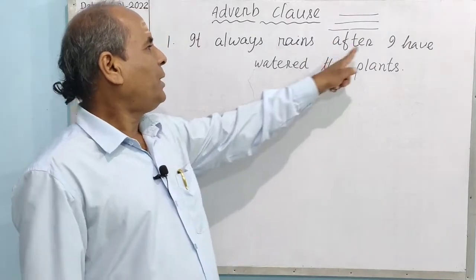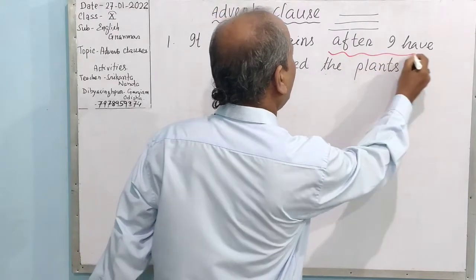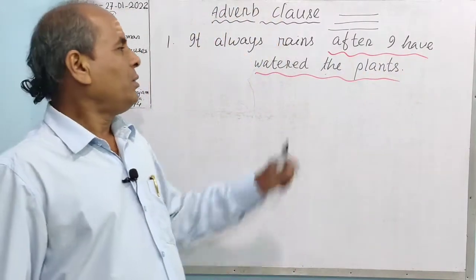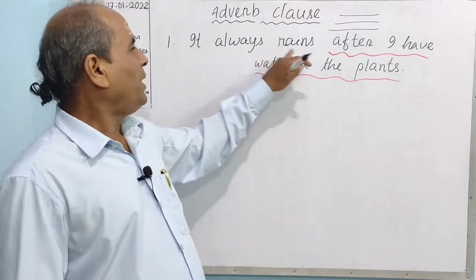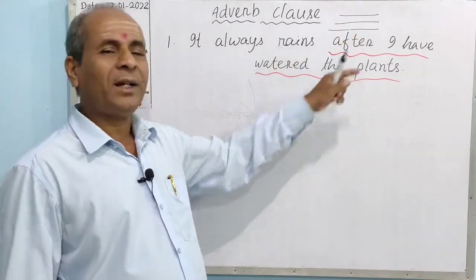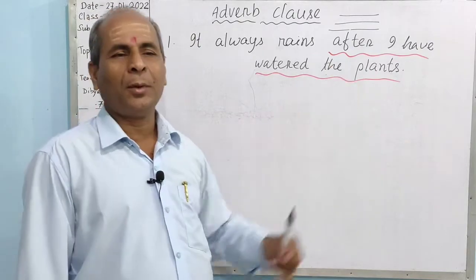So after I have watered the plants, you see this sentence, after I have watered the plants. This is a clause. This clause takes the place of a timing word. It always rains in the morning. It always rains at night. This sentence is also like this. So we can say this is an adverb clause.